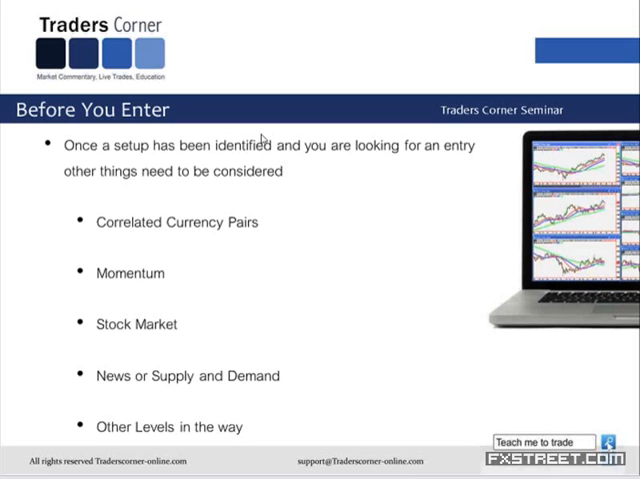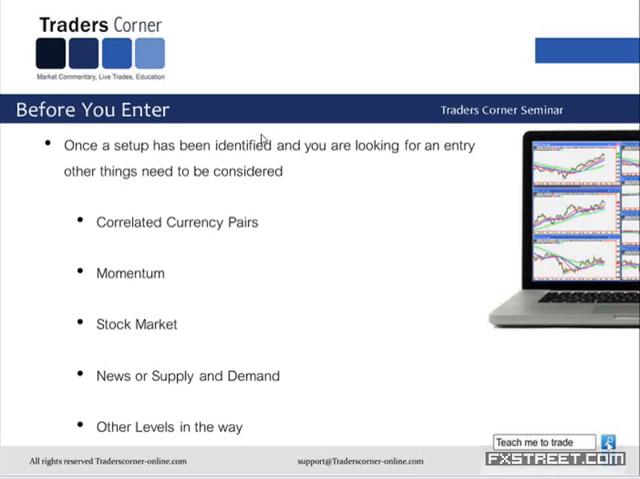If we don't see momentum, we don't get involved, because we're trend traders, and that means we want to get into a market when there's a trend in place, when the markets are moving. If there's no momentum, that's a very good indicator that there's no trend in place. Stock market, what does this mean?